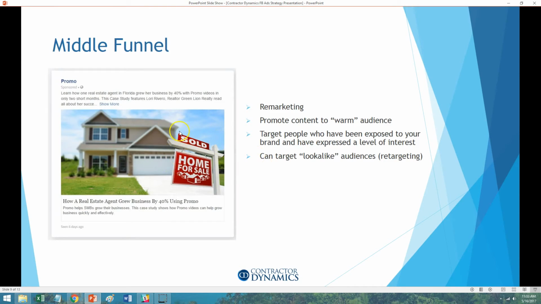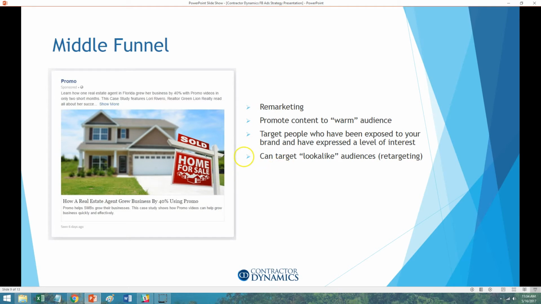The middle of the funnel ad is something that you're going to serve to people who have visited your website. So they visit your website, they've engaged with some of your content, and then you're going to promote content to this warm audience. So you're going to target people who have been exposed to your brand and have expressed some level of interest. This is a case study. Like I said, we love case studies. You want to demonstrate to your market that you can solve problems for people that are very similar to them in their same situation. That's very, very powerful. This is called remarketing. So you're marketing to people who have visited your website.